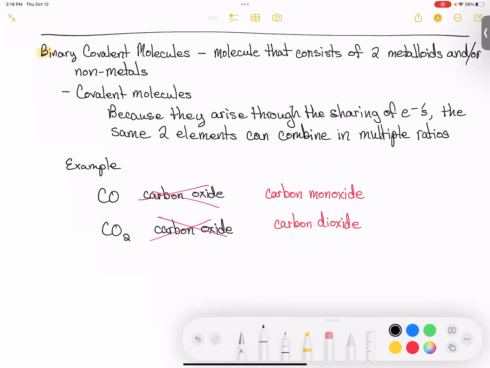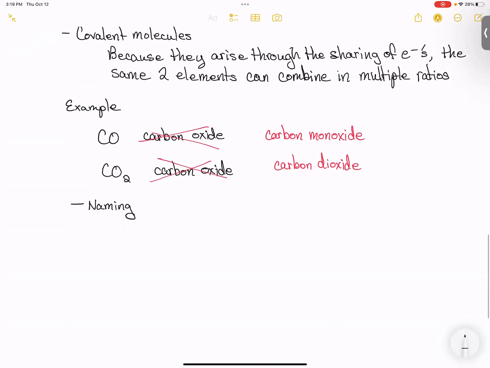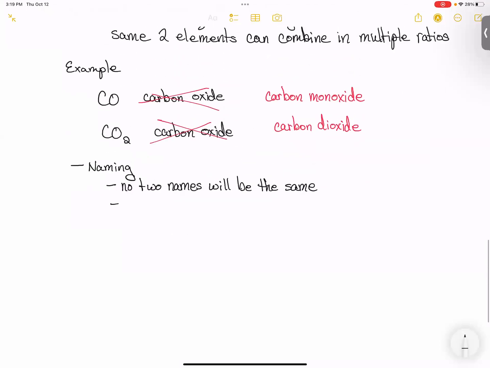So let's get back to the binary covalent molecules. And let's talk about, normally I talk formula first, but this time we're going to talk naming first. So we have to differentiate. No two names will be the same. And you have to differentiate between compounds containing the same two elements.